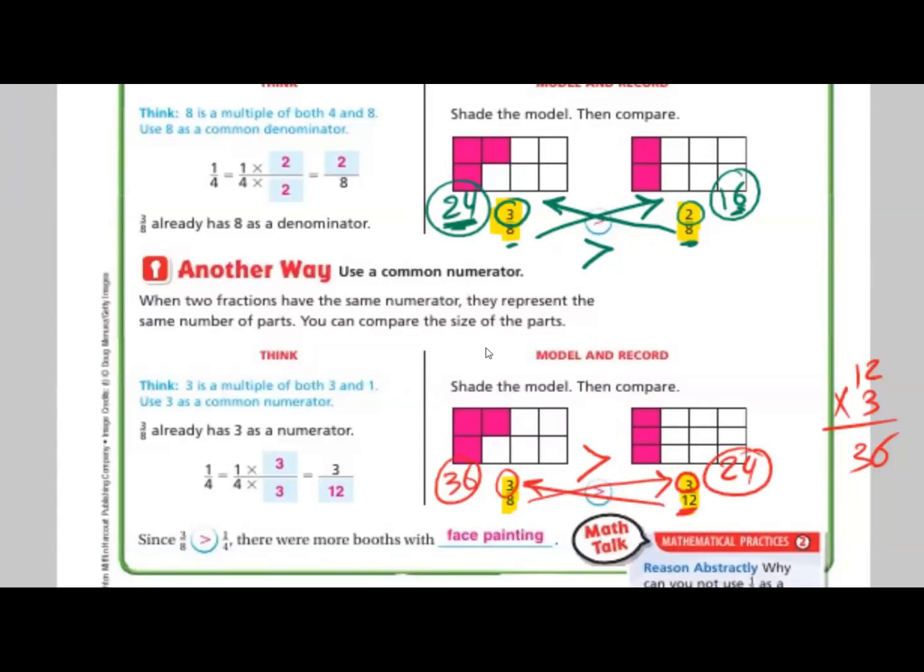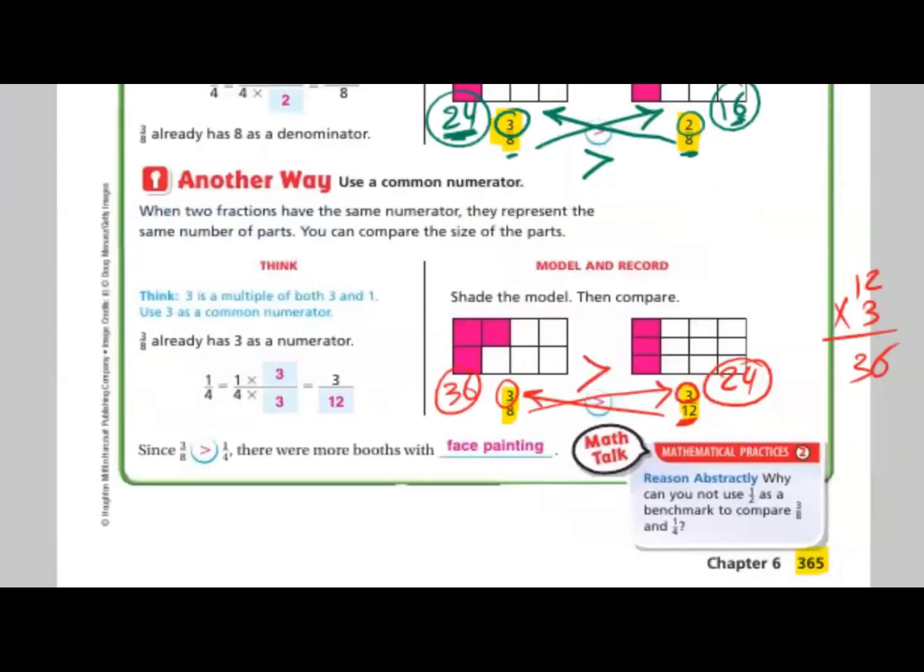Okay. What about the next one? 3/8 and 1/4. What are we going to do here? The same way, scissors. Today is all about scissors. 8 multiplied by 1 equals 8, and 4 multiplied by 3 equals 12. Which is greater, 12 or 8? Of course, 12 is greater.